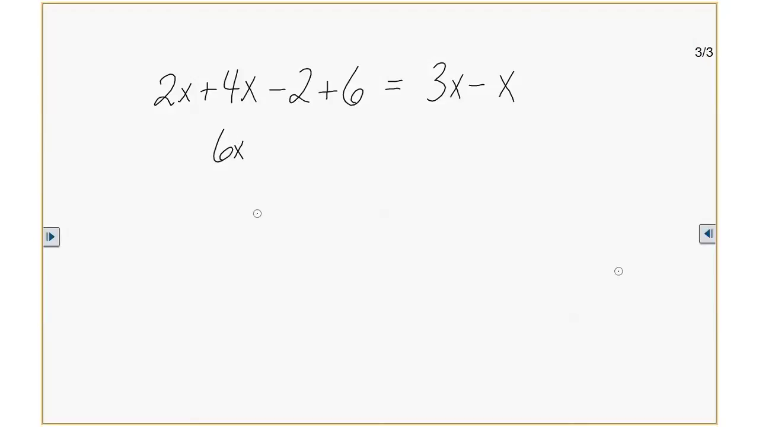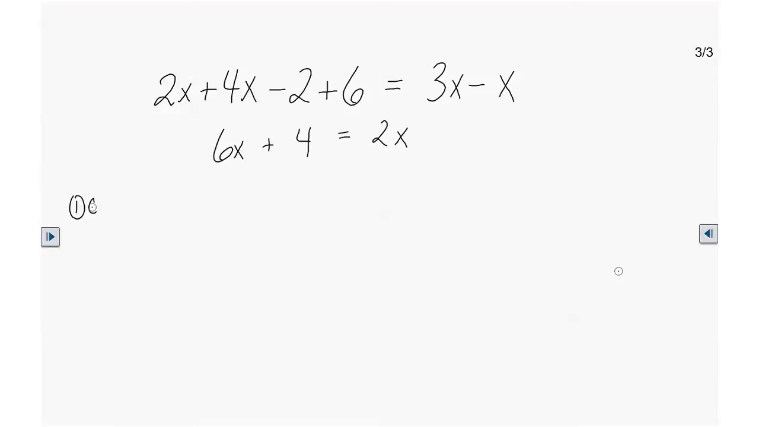What's negative 2 plus 6? How about positive 4? Equals 3x minus 1x. Now, there's two objectives in algebra. One, get the variable, what? By itself.